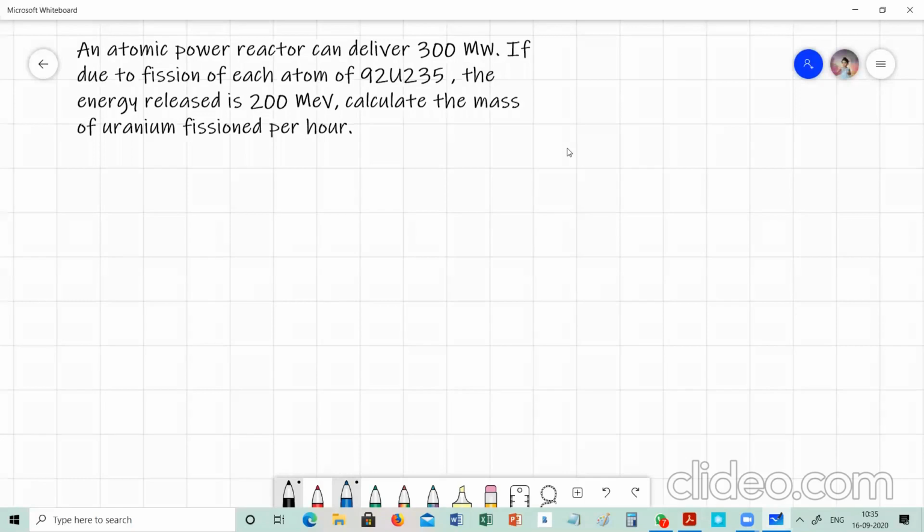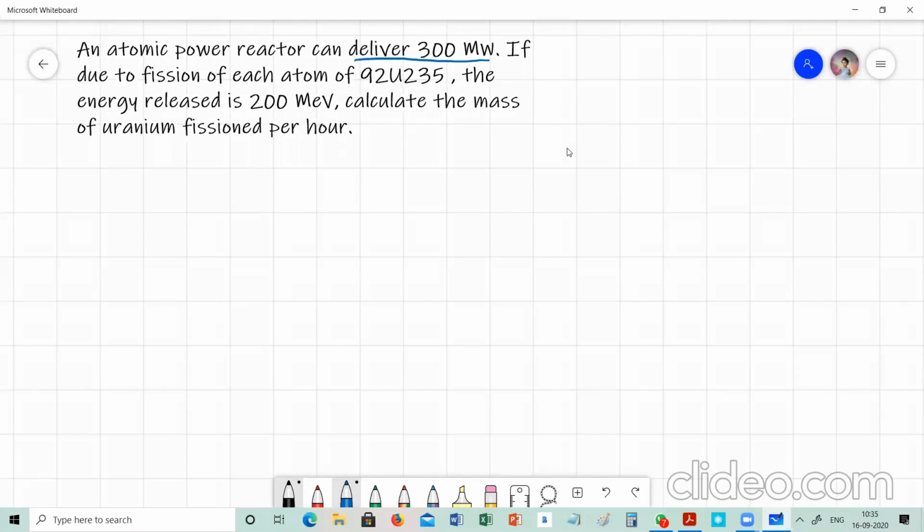Today we will see problems on nuclear power plant. Okay, the first problem is: an atomic power reactor can deliver 300 megawatt. Power delivered by a nuclear power plant is 300 megawatt.